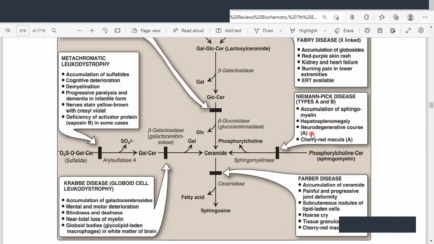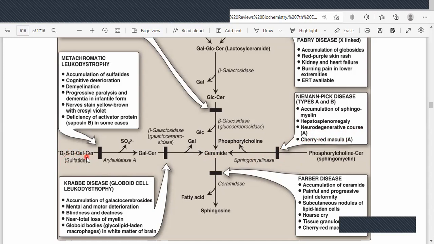But in type A, you will also have a neurodegenerative course, so it can be characterized by mental retardation. Also, you have a cherry red macula. So remember the Niemann-Pick. Now, also from ceramide, we have this sulfatide. A sulfatide is simply a sulfur which is added to galactose.